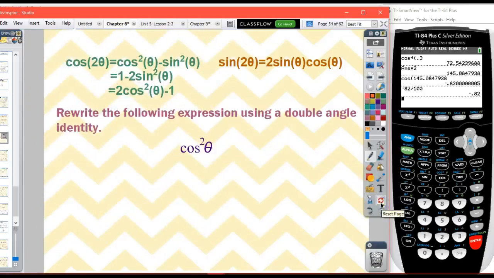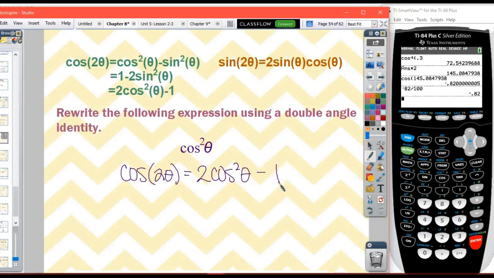Okay, so now, similar goal, I want to rewrite cosine squared using a double angle identity. So looking at my double angle identities, the only one that involves just a cosine squared is this third identity for cosine 2 theta. So we will start with the cosine of 2 theta is equal to 2 cosine squared theta minus 1. And again, we want to isolate the cosine squared. So we're going to start by adding 1 to both sides. So I get cosine of 2 theta plus 1 equals 2 cosine squared.